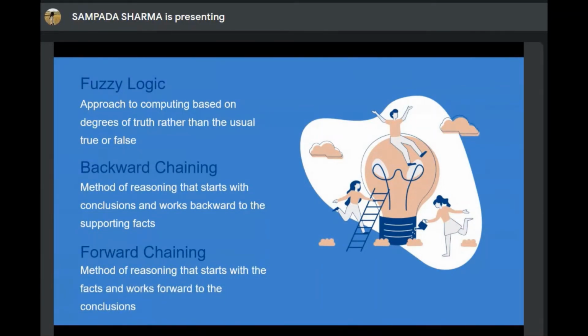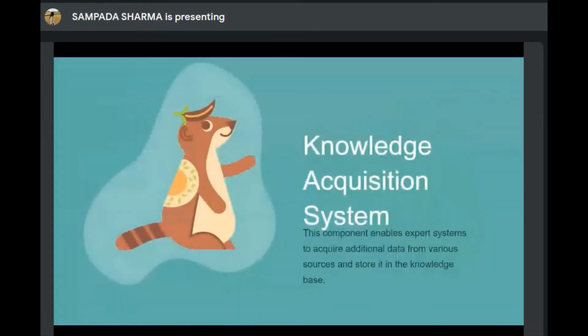So forward chaining is used when you want to reach a conclusion, you want to reach a result or effect. An example would be if you're trying to predict how the stock market will react to changes in interest rates, for example. Knowledge acquisition system, this is pretty clear.